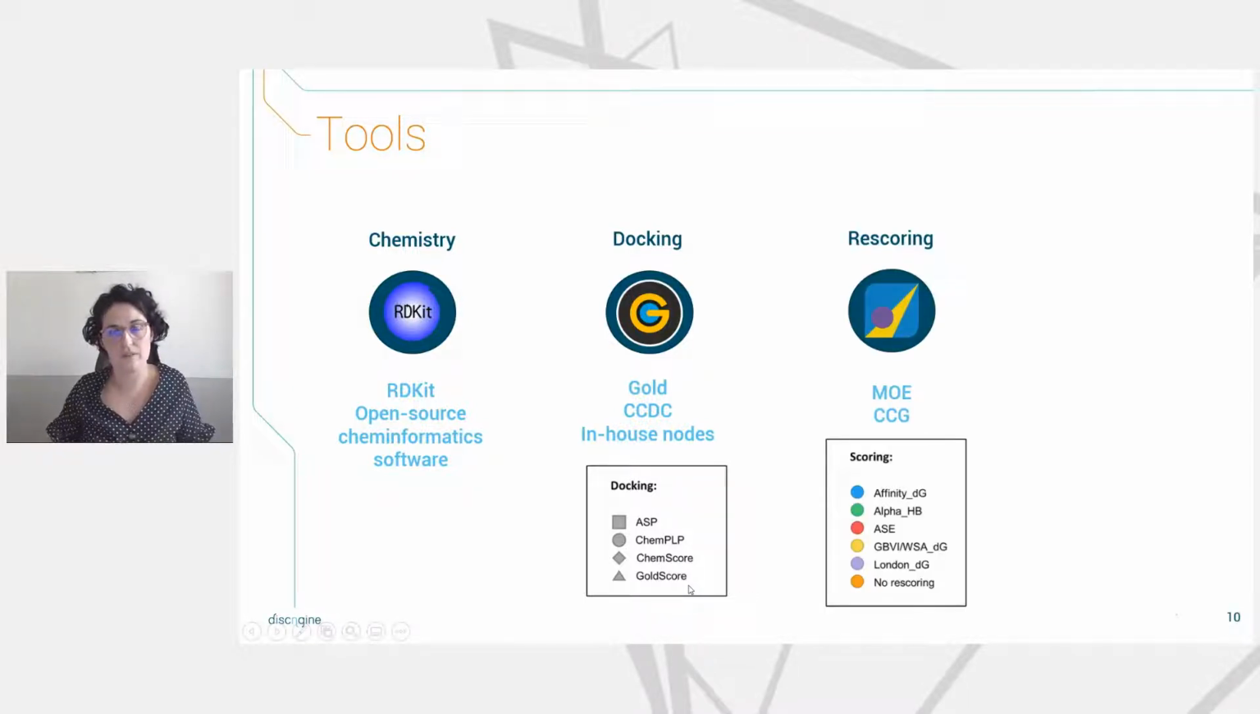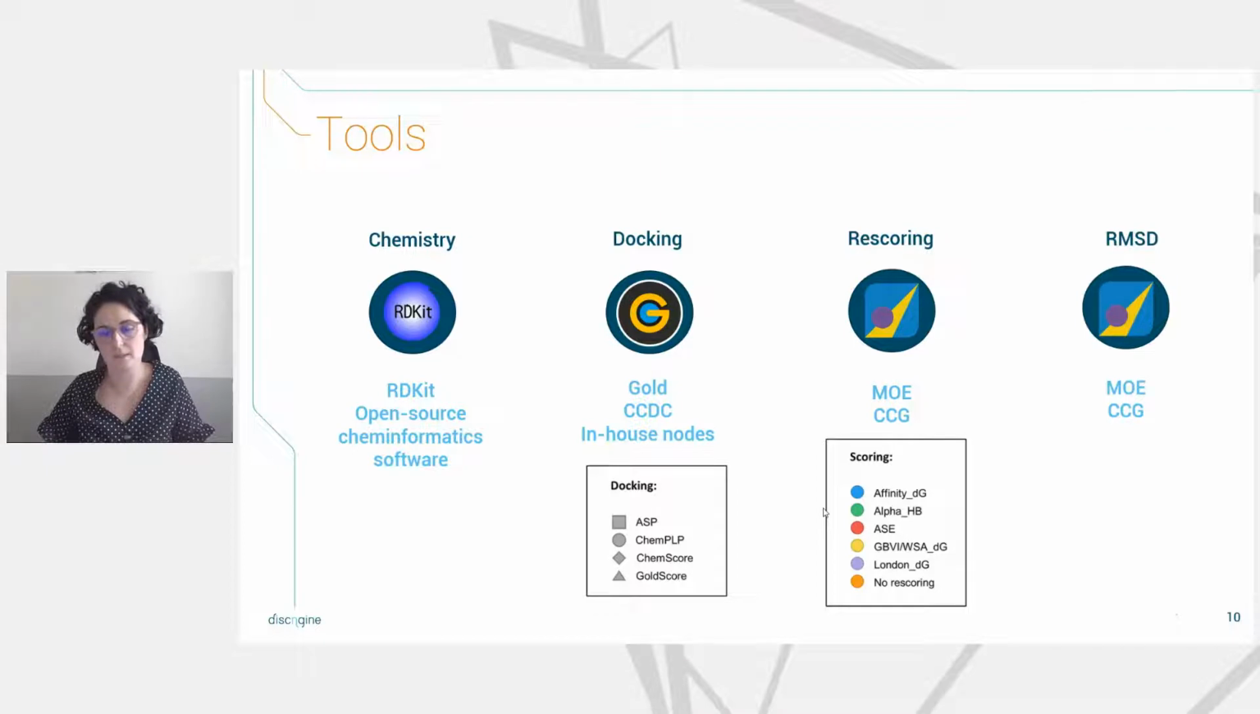Then we generated 10 docking poses for the docking part, and all the docking poses were rescored using the MOE complex scoring nodes. In the node we can have 5 different rescoring functions: Affinity dG, Alpha HB, ASE, GBVI/WSA, and London dG. The 6th possibility is to not rescore the output from the docking. And for the ability to retrieve a co-crystallized binding mode, we use the MOE RMSD node, but I know that some open source companies also propose an RMSD calculator node.